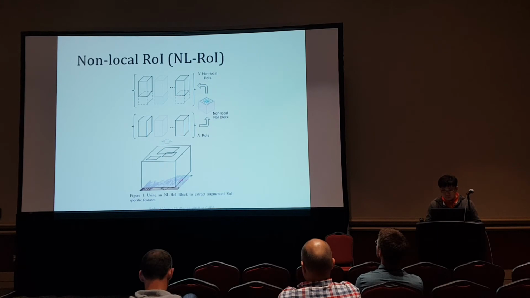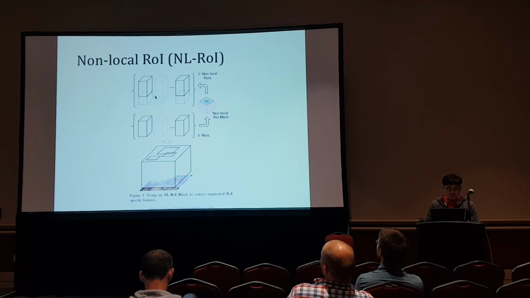The non-local ROI block takes in the original feature for an ROI and outputs the non-local feature, shown in the blue block here, and concatenates it to the end of the original feature block.